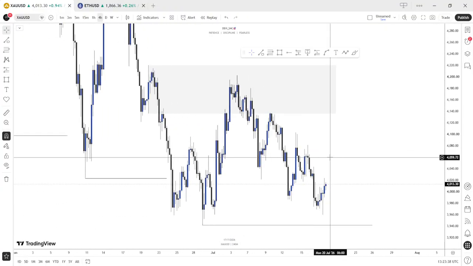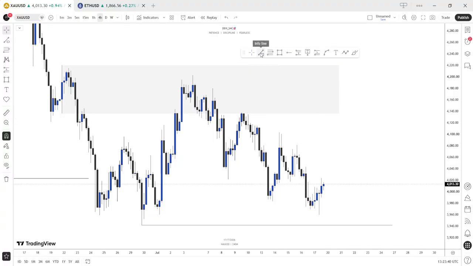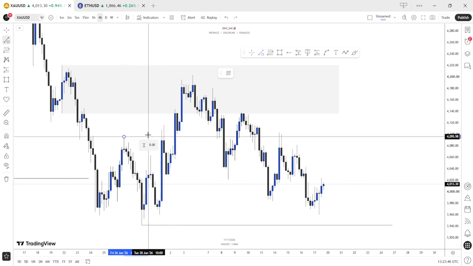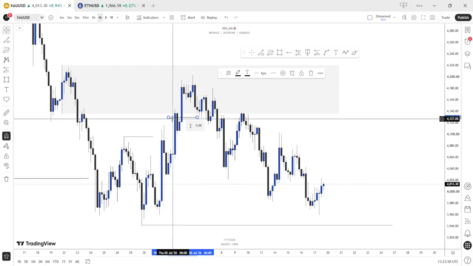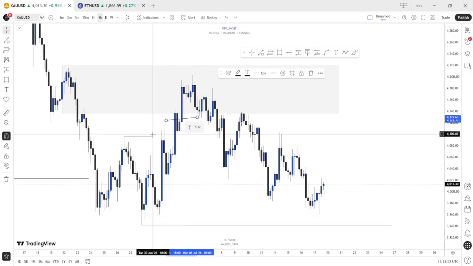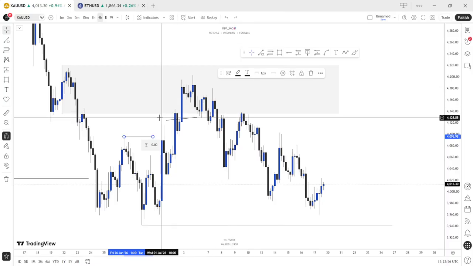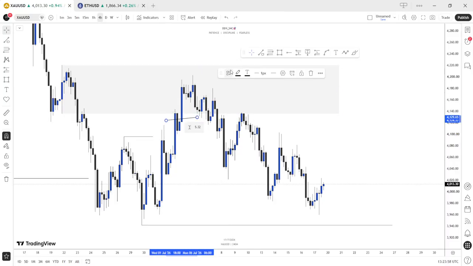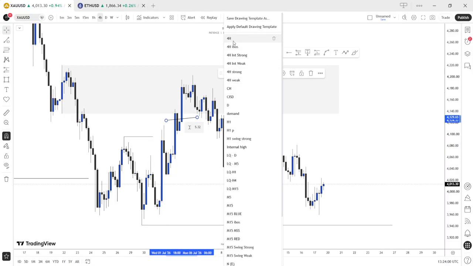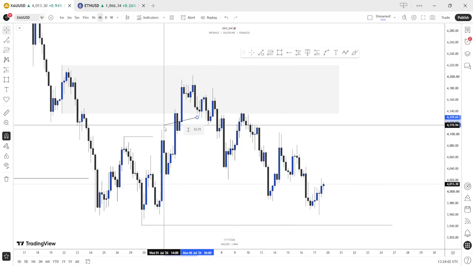So on our 4-hour time frame, what do we have? We have the start of the pullback, right? So the break of structures that started the pullback, I'm going to be mapping them out. This is the 4-hour break of structure. So 4-hour break of structure, right?